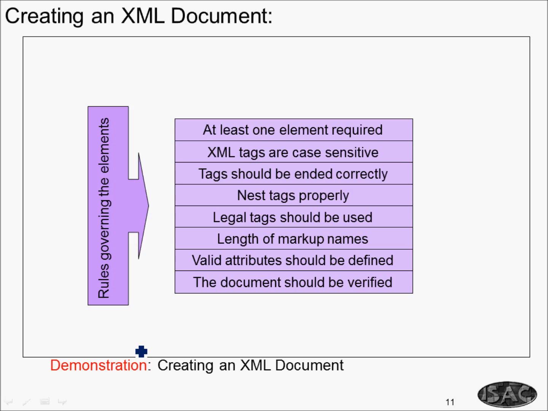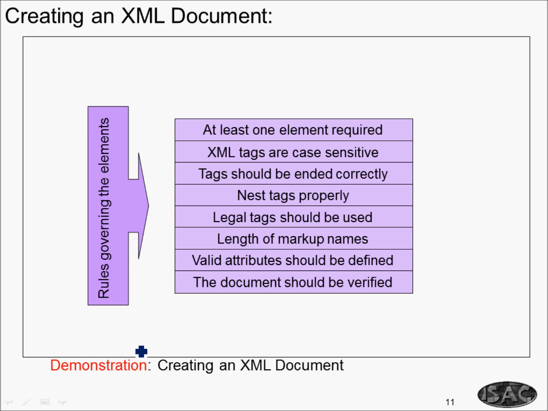First rule is very simple. It says that your XML document must have at least one element or one of those tags. That is the root one. A blank XML document with just <?xml version="1.0"?> is not a valid XML document. So at least one element is required.